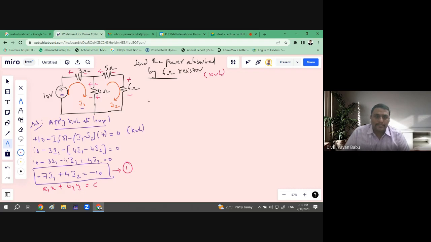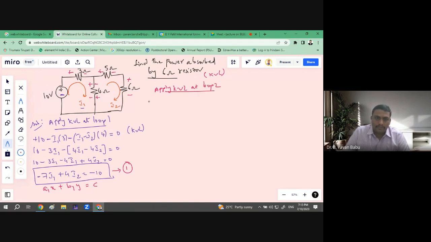Done. Next we'll go with the other loop. So this is for the first loop. What is the equation? Minus 7 into I1 plus 4 into I2 equal to minus 10. Next, apply KVL at loop 2.